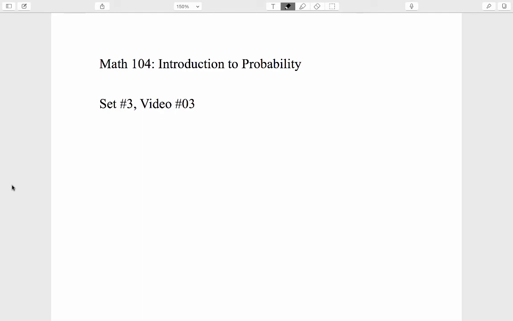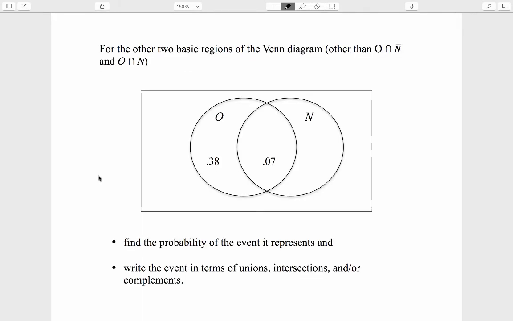Welcome back to Math 104. We have already found the probabilities of two of our four basic regions inside this Venn diagram based on the given information and based on working our way outward from the probability of the intersection region. Our task is, for each of the other two basic regions of this diagram, find the probability of the event it represents and write that event in terms of unions, intersections, and/or complements.